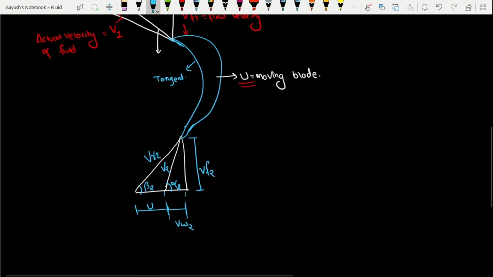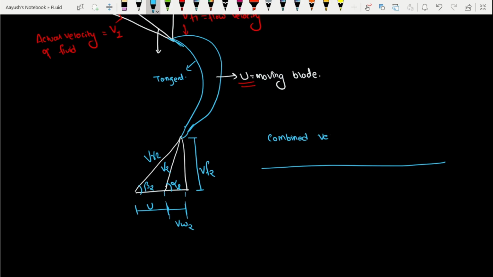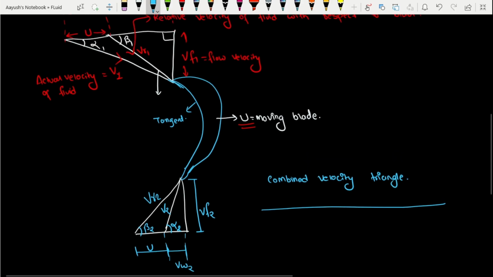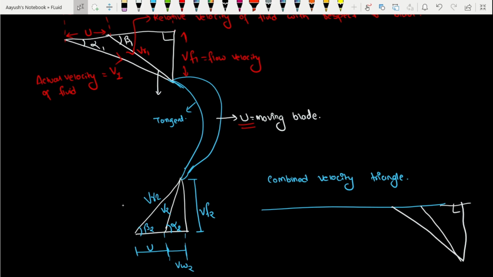Now here we make the combined velocity triangle. You can notice that V1 is coming downwards, so I am making V1 like this. The Vr1 has a greater angle than V1, so I am making it like this, and then a perpendicular line like this. This is the inlet velocity triangle, and I am adding the outlet velocity triangle on the same diagram, making it with a different color.